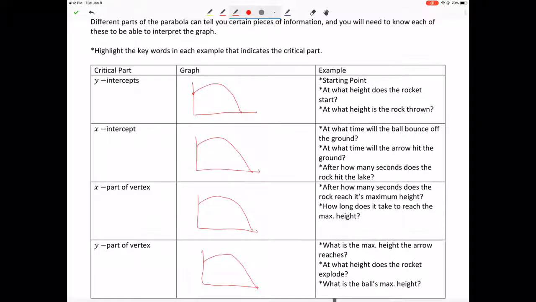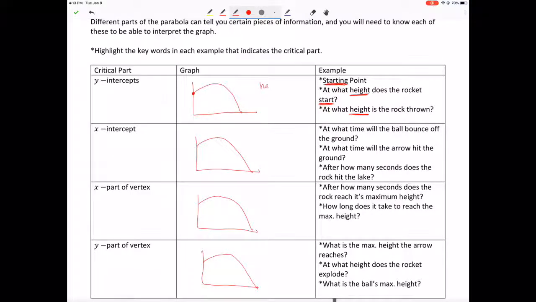So we know where the y-intercept is, but the words you want to look for are things like height. At what height does the rocket start? Okay, the start of the rocket, or here it says at what height is the rock thrown. So this is where it started. That's where the rock is thrown, if that makes sense. Okay, so you want to look at things like that, starting, those types of words.